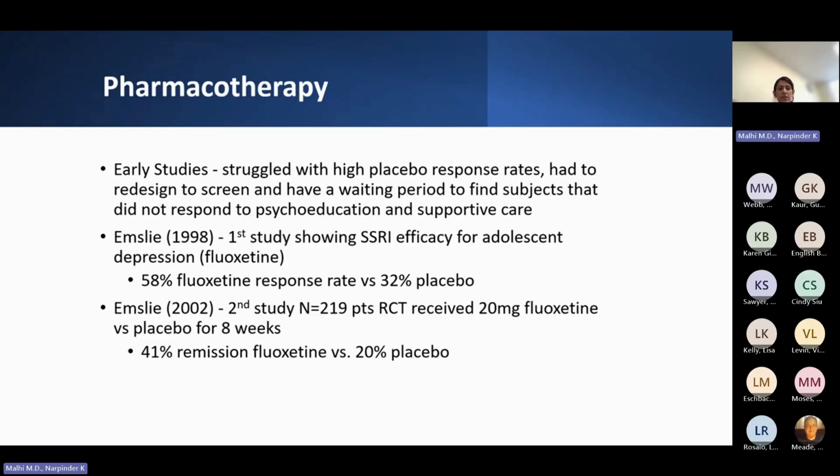So these are some of the studies we know. Fluoxetine showed positive benefit: 60% of patients responded to fluoxetine compared to 30% who responded to placebo. Then another study was done in 2002, which showed 41% responded to fluoxetine and 20% responded to placebo. Both studies were 6 to 8 weeks long and really helped us understand that SSRIs do have a benefit in helping our patients with depression.